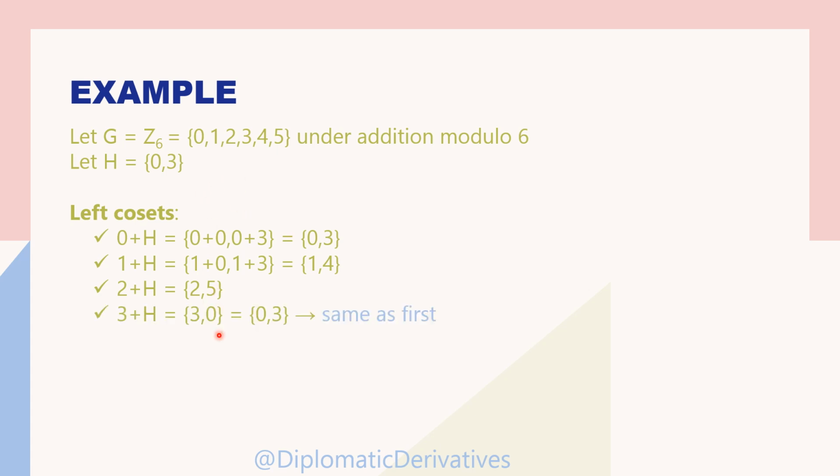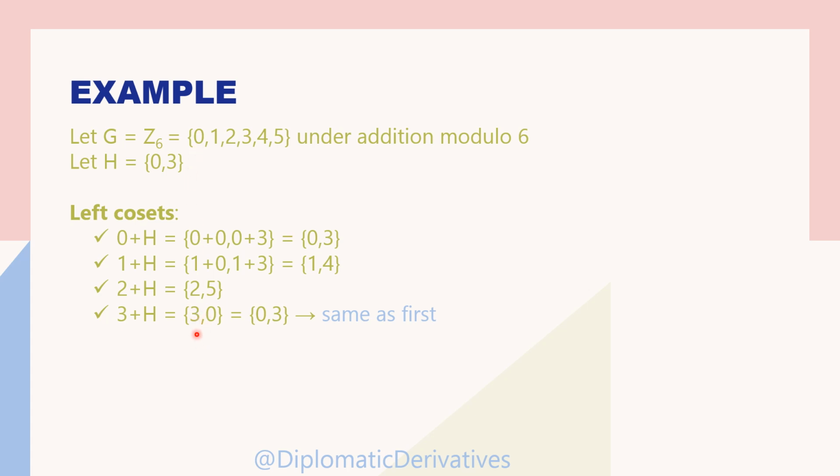Then similarly 3 plus H. 3 plus 0, you get 3. 3 plus 3, you get 6. 3 plus 3 is 6, right? And since this is a modular group, 6 will be equal to what? 0. 6 is assigned to 0. So you get 3, 0.